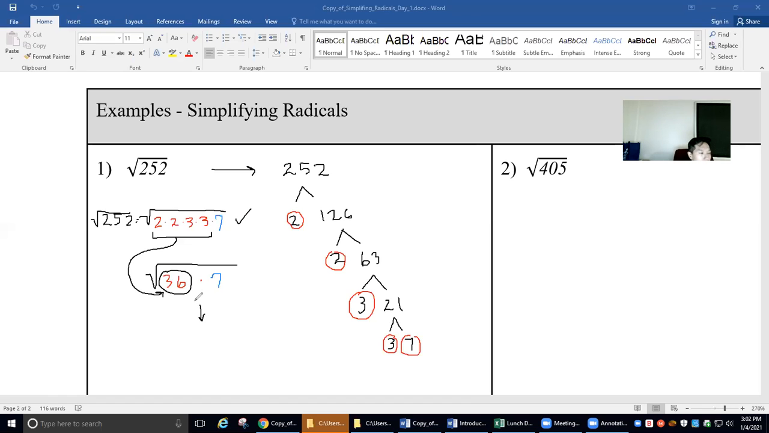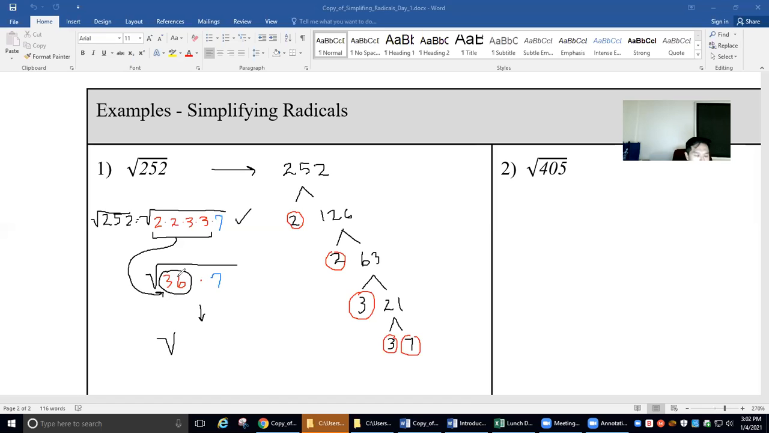So the answer is 36 times 7? Close, not just yet. We can go further. We can actually take the square root of this number, but we can only take the square root of one of those numbers. And the only number we can square root is actually 36. So I'm going to show you how to express that.